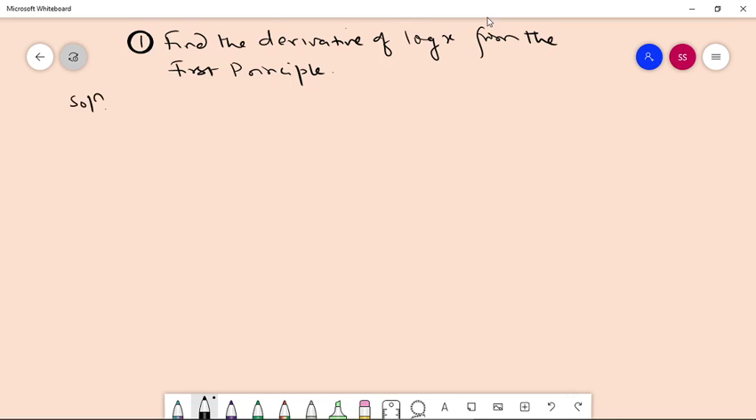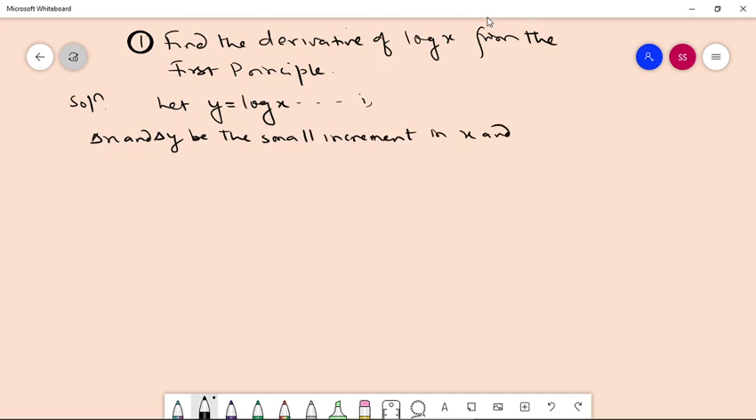Solution. For this, dear students, let y equal log x. Let del x and del y be the small increments in x and y respectively, then y plus del y equals log(x plus del x).